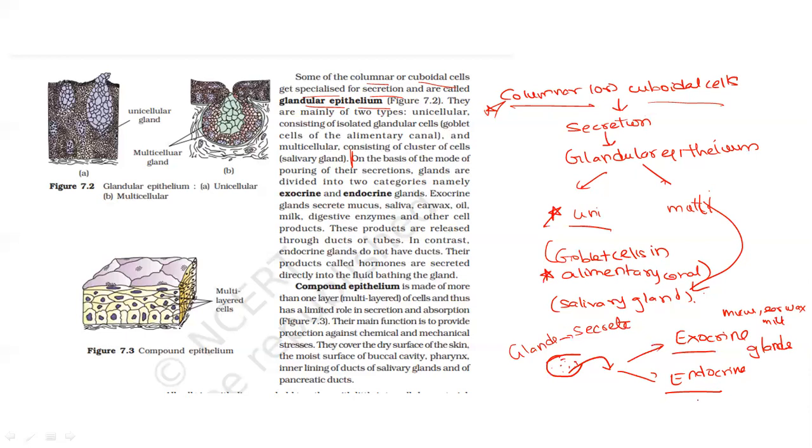Whereas endocrine glands are also called ductless glands because they do not have ducts. Their products are called hormones, which go directly into the blood. Okay, let me repeat it. On the basis of how the glands secrete their substance, they are divided into exocrine glands and endocrine glands. Exocrine glands secrete mucus, earwax, and milk, whereas endocrine glands give hormones, and they're also called ductless glands. Let me give you an interesting example about a hormone. An example of a hormone is adrenaline.